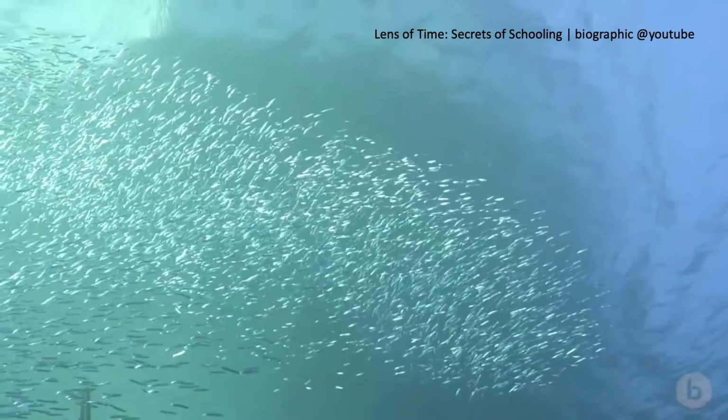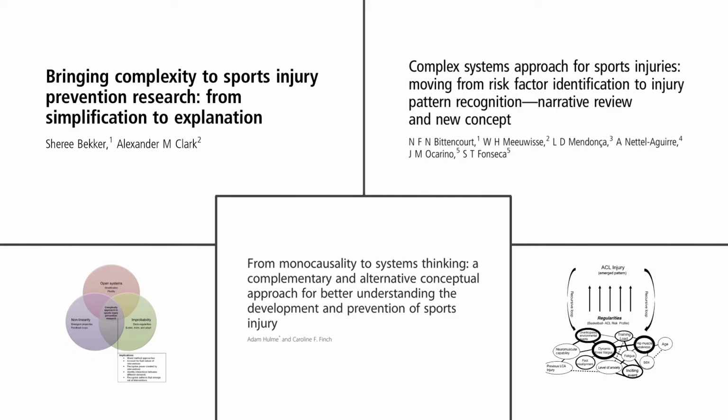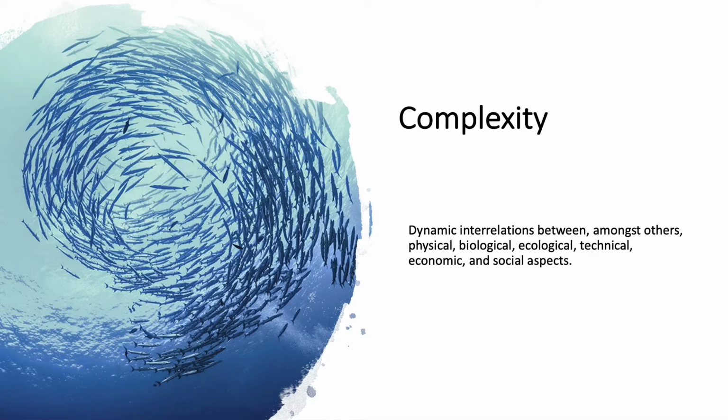Well, the point is, recent publications are claiming that we should change the paradigm and our approach in researching sports injury. And the idea is that we need to bring complexity and understand through the lenses of complexity the problem of sports injuries. But when I talk about complexity, what does it mean?